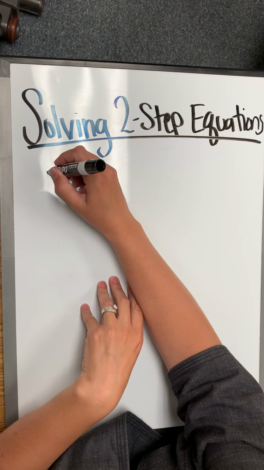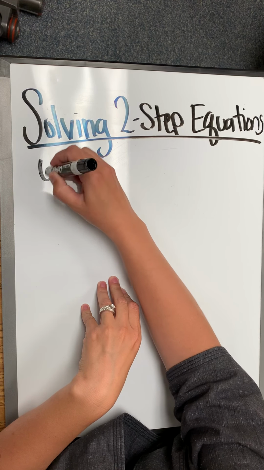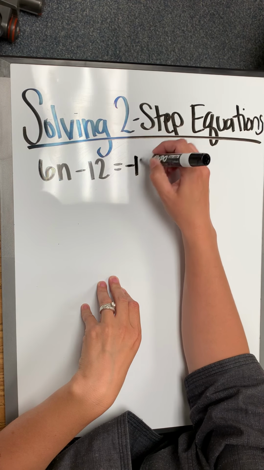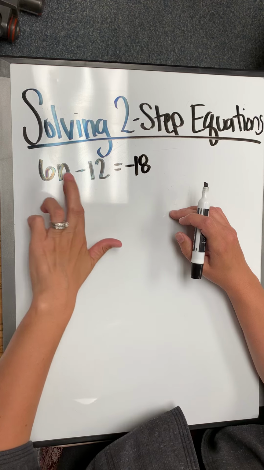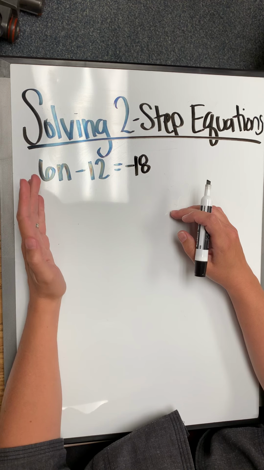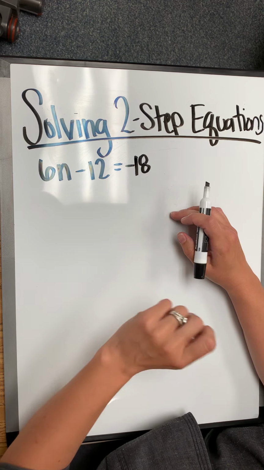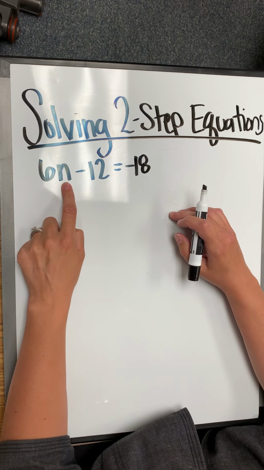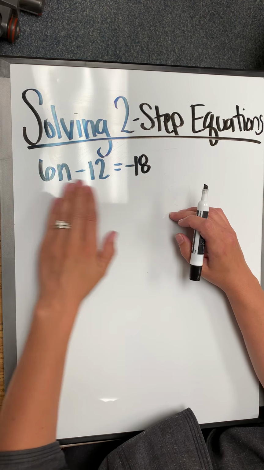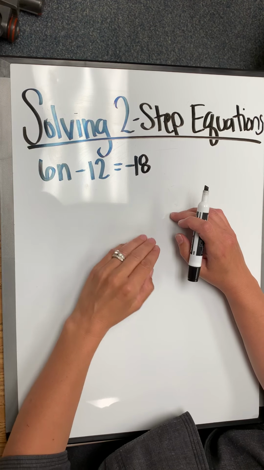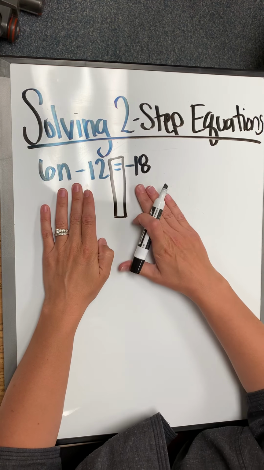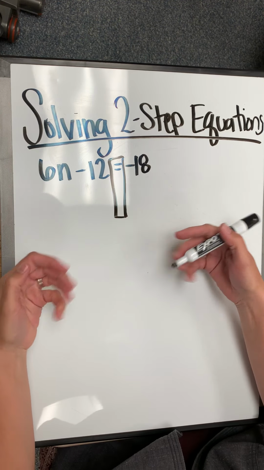Last year, we talked about how your variable is connected to whatever it is touching. So in this case, you have 6n minus 12 equals negative 18. We want to isolate our variable. We want to get it alone. And so we have to do the opposite operation of whatever is happening to it to get it across. Now, if we do it to this side of the equal sign, we have to do it to this side of the equal sign. That's what keeps it equal.